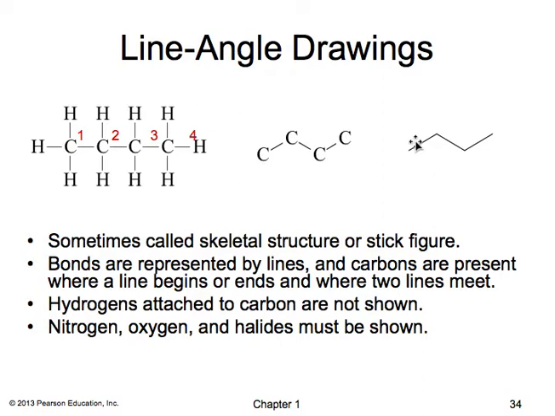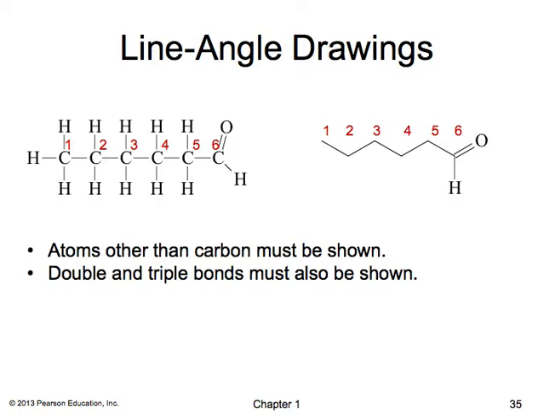Bonds are represented by lines, and carbons are present where a line begins or ends, or where 2 lines meet. So here's an end, those have carbons, and then where 2 lines meet, those are carbons. Hydrogens are not shown. Nitrogen, oxygen, and halides must be shown. So for an example, here is an aldehyde which has 6 carbons. So now instead of drawing it all out, to make it simplified or easier, you draw it zigzag until you hit the 6th carbon and then draw the aldehyde out. So you show it.